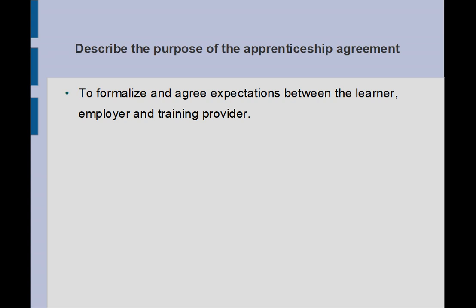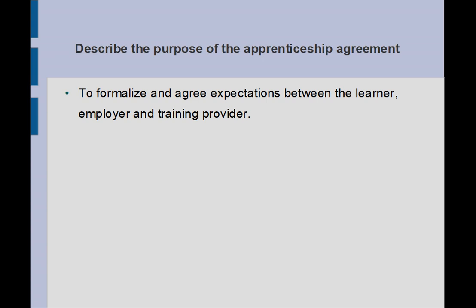Describe the purpose of the apprenticeship agreement. Now, the apprenticeship agreement says what's expected of the learner, the employer, and the training provider. As a learner, you're expected to attend meetings with your tutor, to attend study days if they have been arranged for you, to submit your assignments, to participate in the observations, and to let your employer or training provider know if you're struggling, so that we can help you.